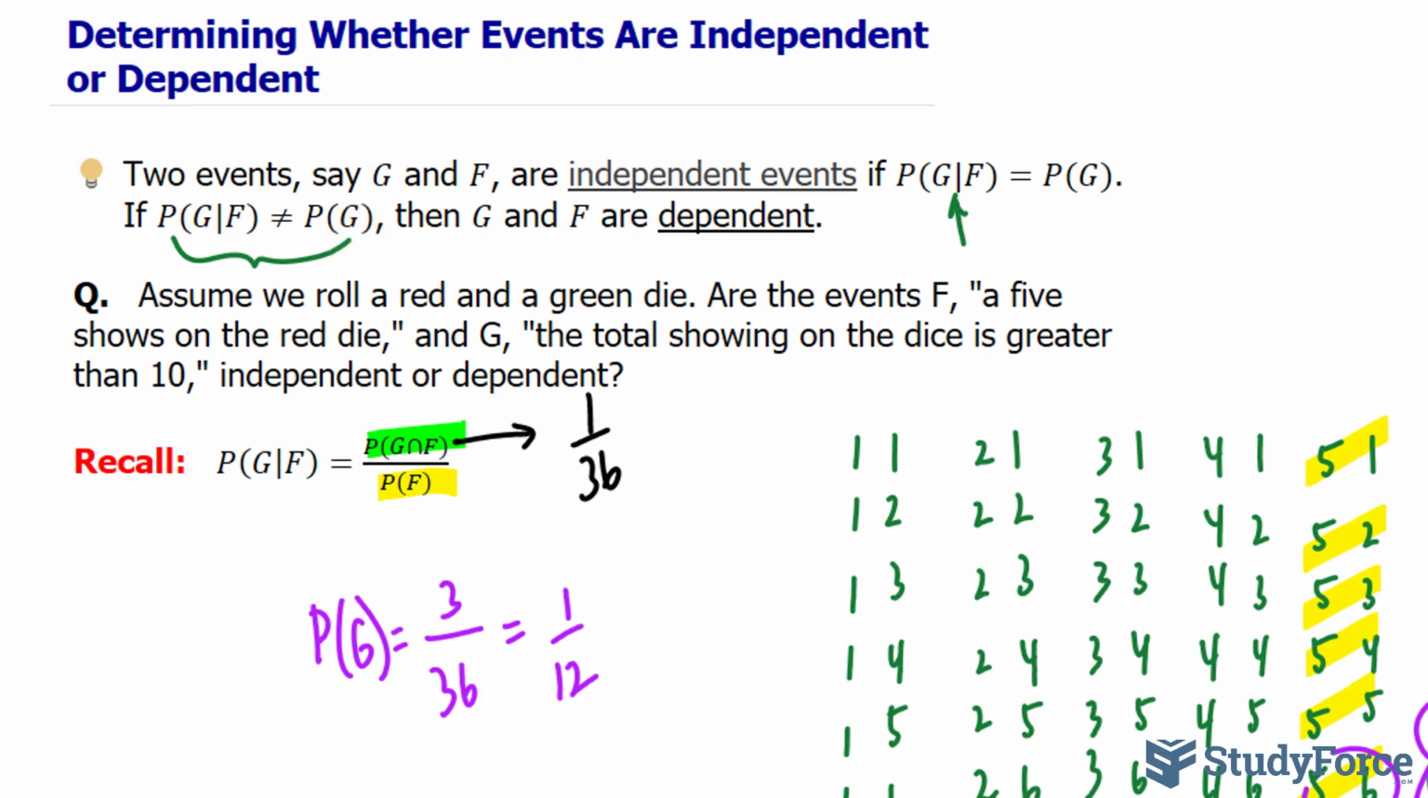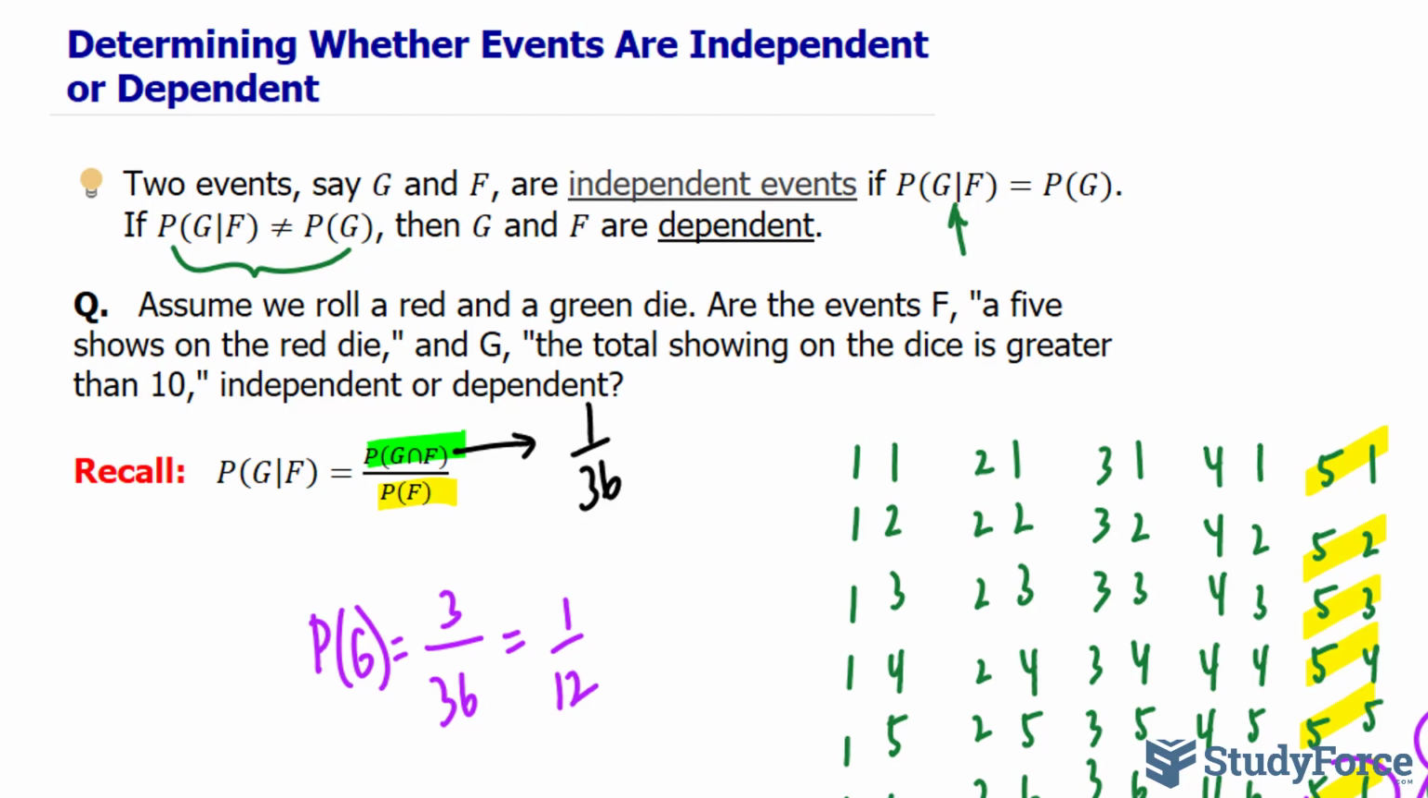And so there you have it. Now you know how to determine whether events are independent or dependent.